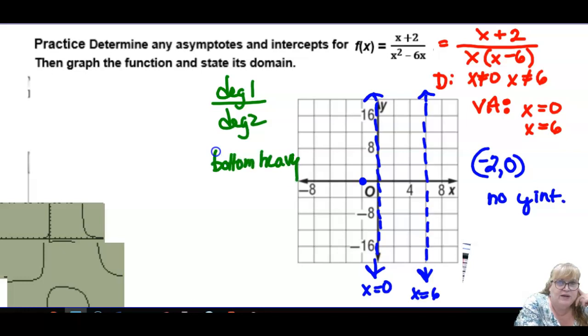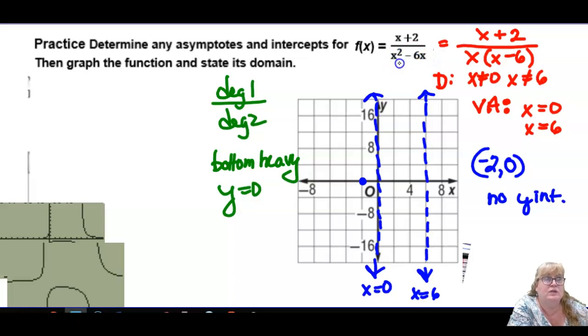And the rule for bottom heavy is y equals 0. Again, if I put a 10 in here, just think about this. I'd get 12 over 100 minus 60, which would be 40. So 12 over 40 would reduce to 3/10. It's getting very, very small. The bigger number you get, the smaller the fraction is getting. So it is approaching y equals 0.